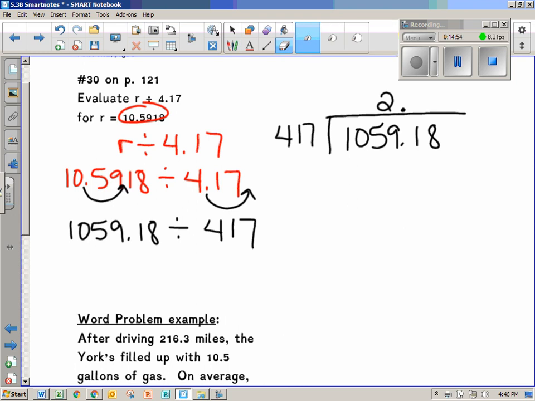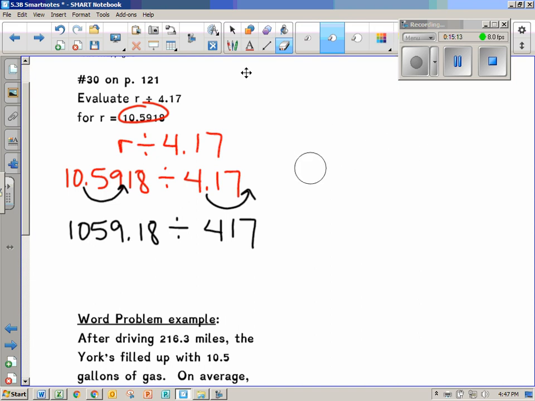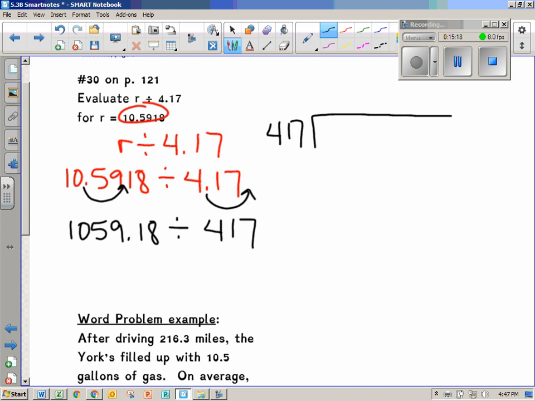Let's clean that up a little bit. Whoops. Sorry, I'm just going to write that again. 417 is our divisor, 1059.18. I'm really kind of glad I did that because it really is easy to mess up. But now I see I actually did want my 2 right there. So it was just kind of confusing. The 2 is over the 9.